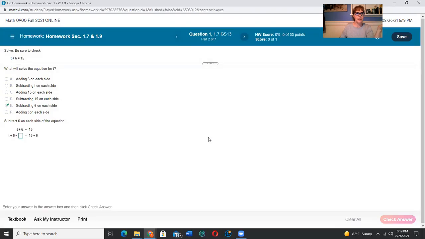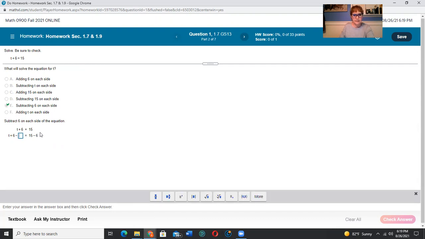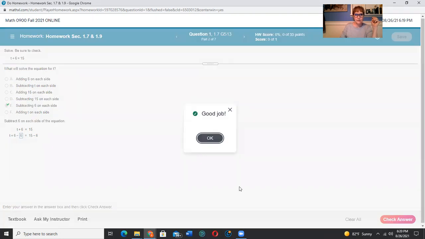Then the next part comes up where they actually want to subtract 6 on each side. So then you would fill that in. What are you going to subtract? You're going to subtract 6. And again, if you don't understand this, this is fine. We're just kind of going through some of the, good job.